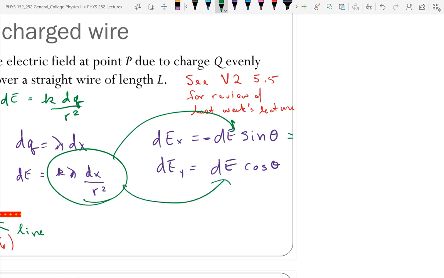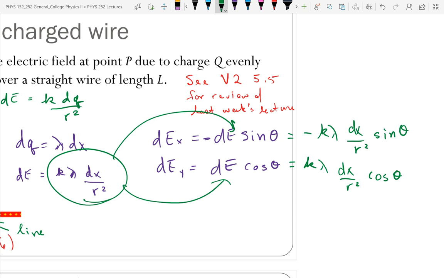And so dE_x is equal to minus k lambda dx over r squared sine theta. And dE_y is k lambda dx over r squared cosine theta. Now how many variables do I have in my integral? Three. And we all say, hooray, this is great. How many variables can I have to integrate? One. So I have to eliminate two.